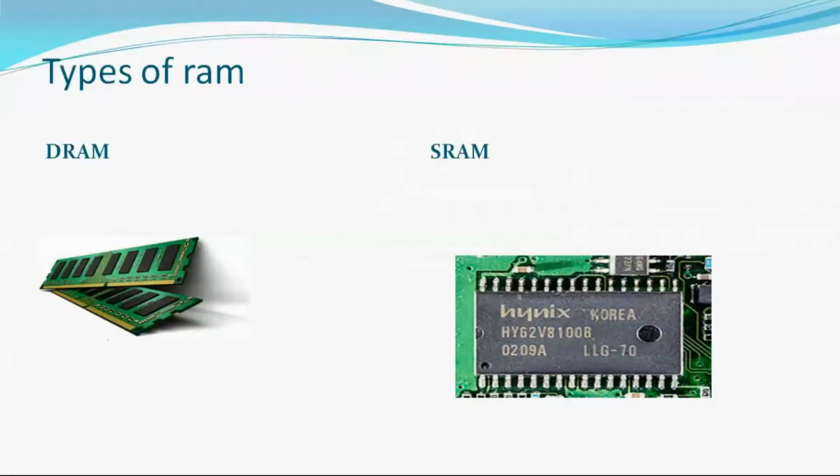Now let's look at the types of RAM. We have 2 main types of RAM. One is called the DRAM, which looks like this, and the other is called the SRAM.